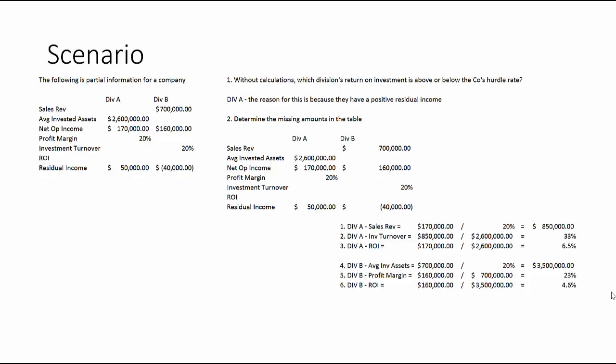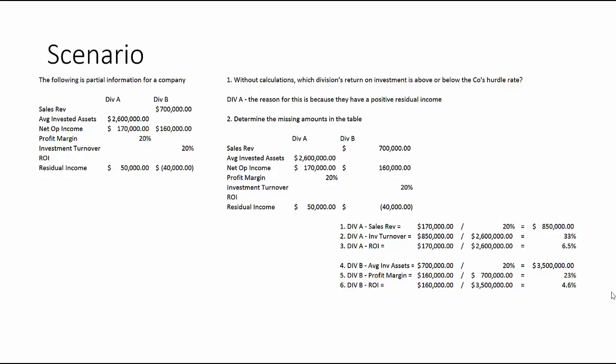Next thing we want to do is calculate some of these missing pieces of information. So for the sales revenue for division A, we calculate that by taking the net operating income of $170,000 and divide by the 20% profit margin. And we get $850,000 for sales revenue. The investment turnover will be the $850,000 sales revenue number, and we divide by the invested assets of $2.6 million, and that gives us a turnover rate of 33%.